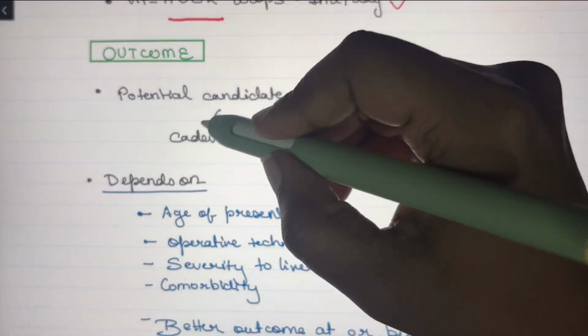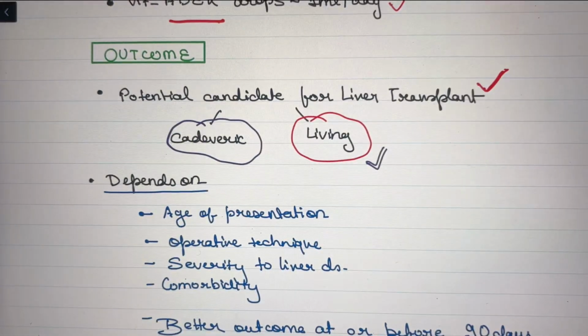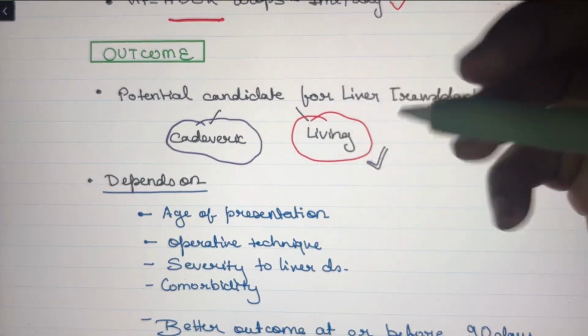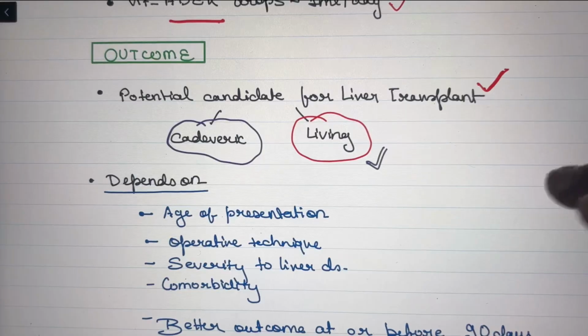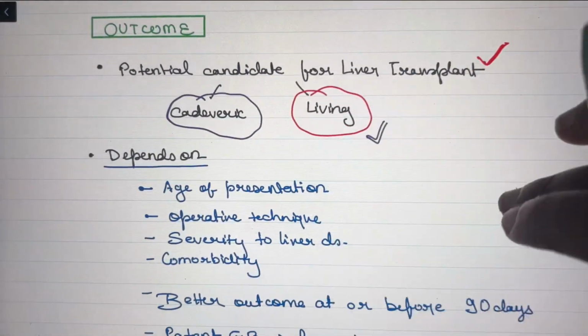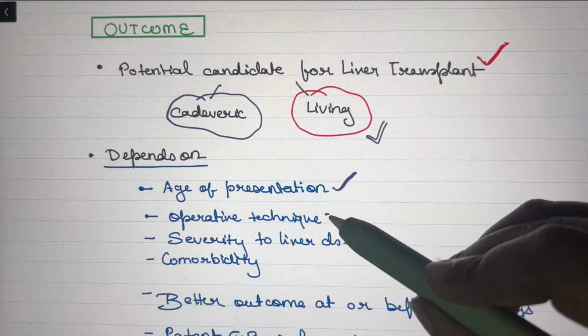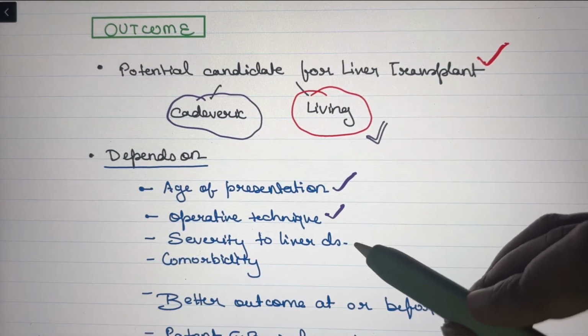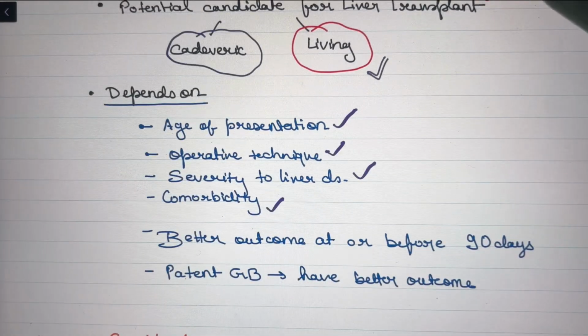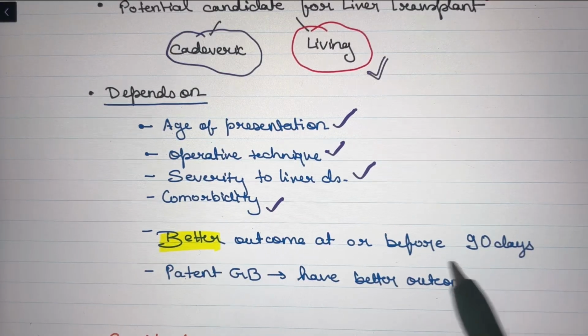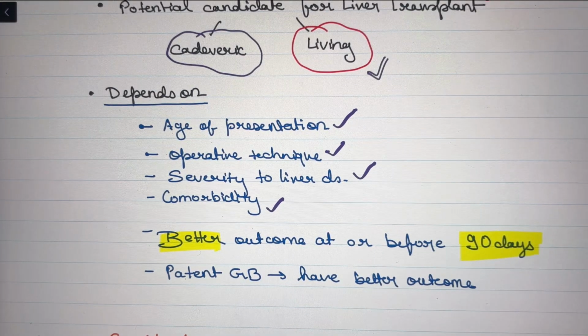So this is the living donor, or a cadaveric donor, that is from a person who has died because of cardiac arrest or because of head injury. The person is brain dead, and then that is known as a cadaveric donor. So either we can take the liver from a living donor or a cadaveric donor for liver transplantation. The outcome of biliary atresia depends on the age of presentation, which operative technique we have done, severity of liver disease and comorbidity associated with the biliary atresia. We can see a better outcome at or before 90 days. And if there is a patent gallbladder, the neonate also has a better outcome.